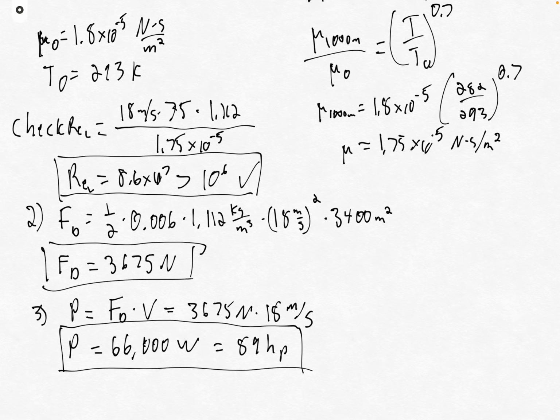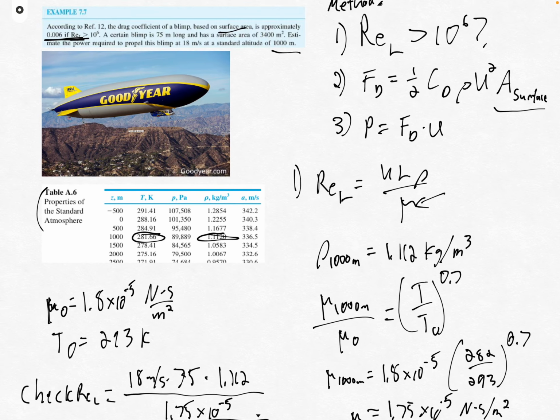So there we go. Not an especially powerful motor required. If you think about what you typically find in a car, 89 horsepower is pretty small. So not a huge power is required to drive this really fairly large blimp, in large part due to its streamlined shape and also the relatively slow speed at which it's traveling.